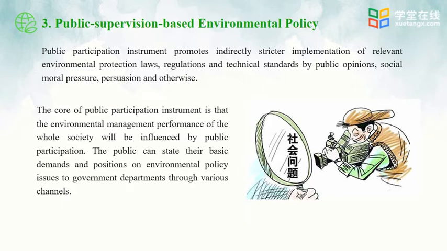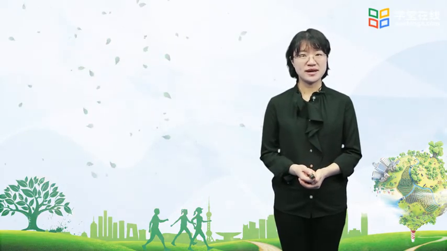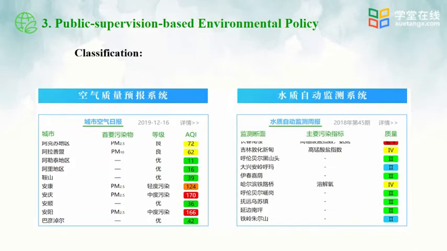The core of public participation instrument is that the environmental governance performance of the whole society will be influenced by public participation. The public can reflect their basic demands and positions on environmental policy issues to government departments through various channels. According to the ways and approaches of participation, public participation instruments can be divided into two categories.